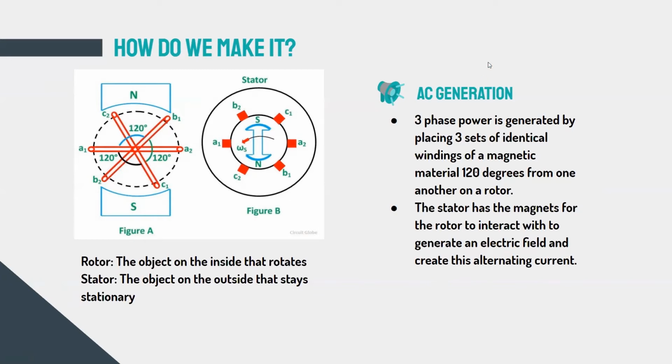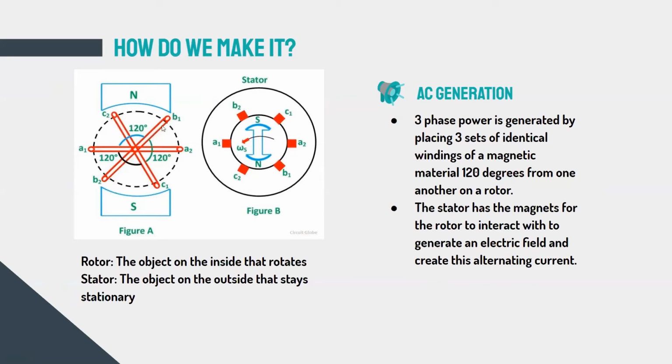Now, three-phase power is generated by placing three sets of identical windings of some magnetic material, or really ferrous material, 120 degrees from one another on a rotor. So if you'll notice, we have C1 and C2, then we have B1 and B2, and A1 and A2. So A1 and A2 would produce our first wave. Well, really, any of them can be considered your first, but we'll just say A1 and A2 will create your first wave, then B2 and B1 will create your second wave, and C1 and C2 will create your third wave in the phase. And if you'll notice, they are 120 degrees apart from each other.